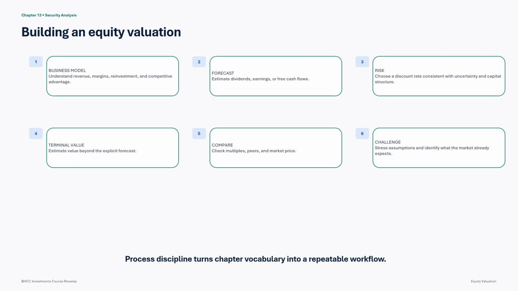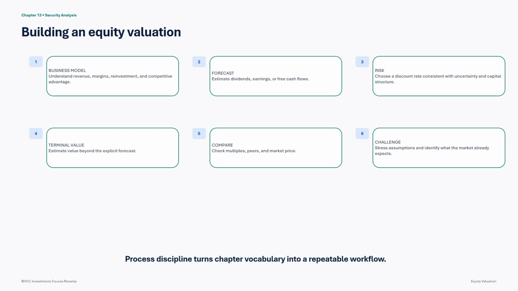Step 2 is the forecast. Estimate revenue, margins, taxes, working capital, capital spending, earnings, dividends, or free cash flow. The forecast should connect to operating drivers. Saying revenue grows 12% because cell D47 says 12% is not analysis. Explain what produces the growth.